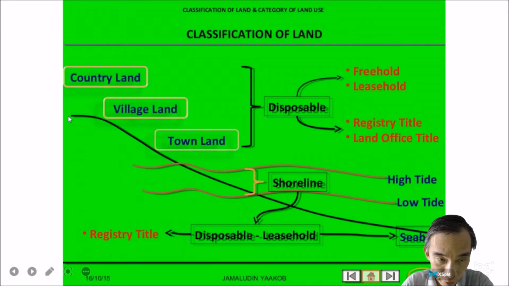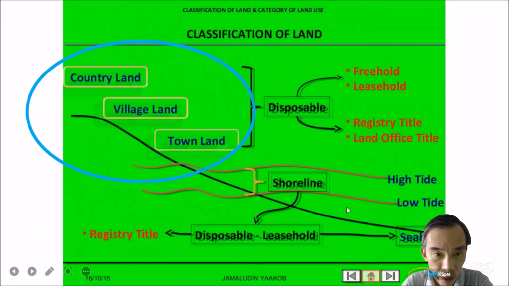So as you can see, going from the mountainside down to the seabed, the land is classified as town land, village land, and country land. Country land may be mountainous, with very few people staying there. The way we understand it, town land means a nearby busy area with people, and village land is where people live in the kampong, and then this one is really jungle, country land.